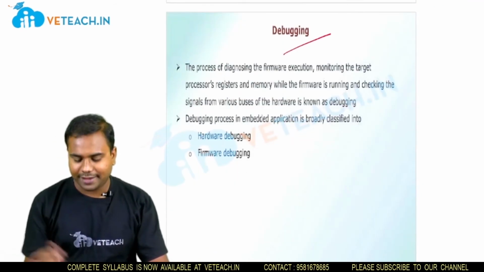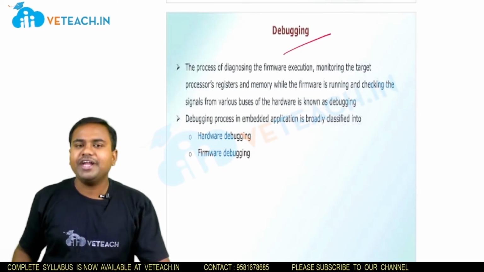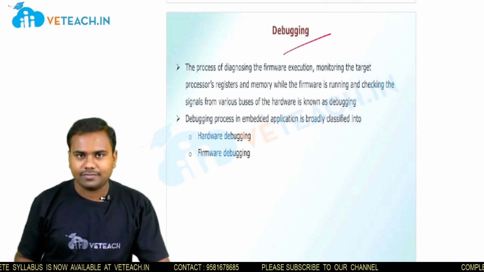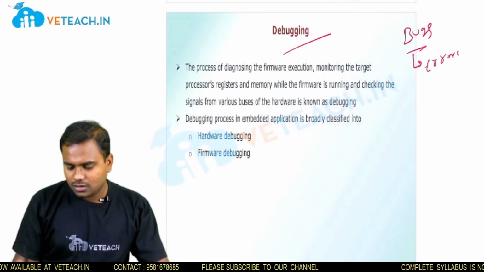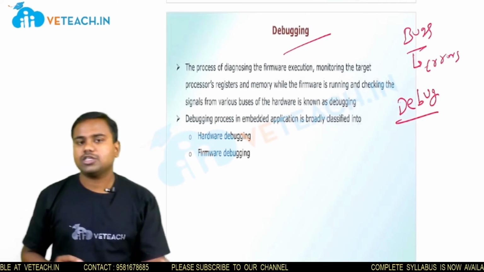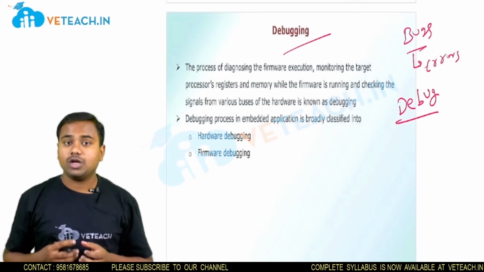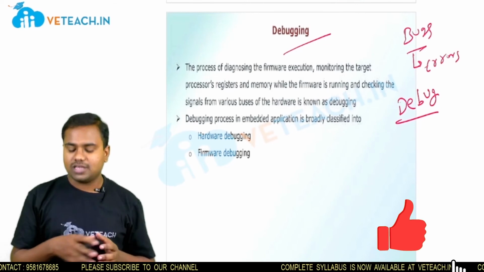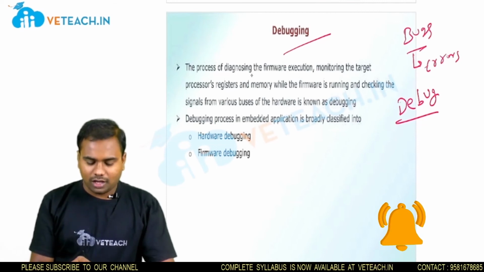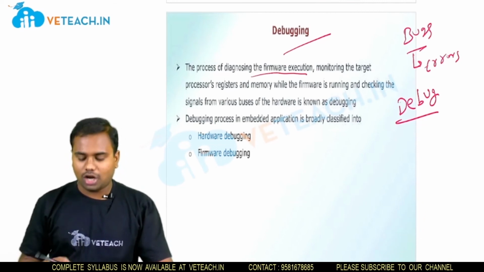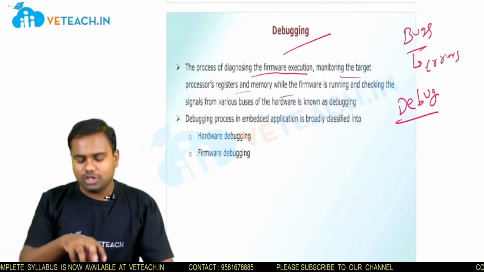And the next one is debugging. So what is debugging? Simply we can say that finding errors is debugging. Bugs are errors. Debugging means the system or the user working on it finds and clears those bugs. Here we wrote the point: it is the process of diagnosing the firmware execution, monitoring the target, processor registers and memories. All these contents we include in debugging.